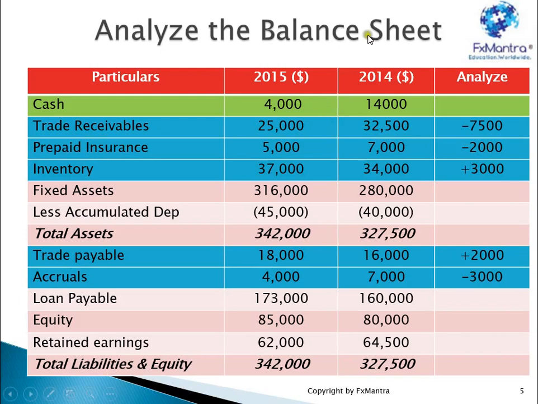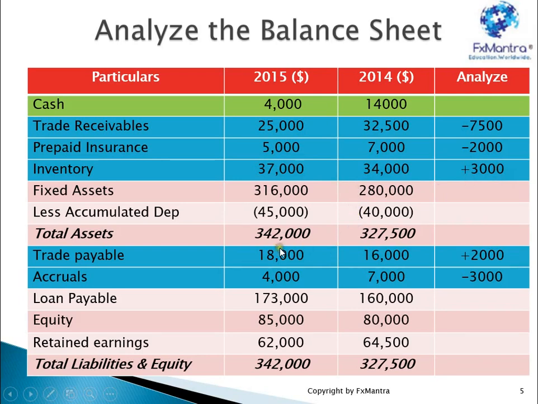For example, in this particular problem, in 2014, your trade receivable was $32,500. In the current year, it has become 25,000. That means trade receivables have decreased by $7,500. Similarly, insurance has come down by $2,000 and your inventory, it was 34,000 in the previous year. In the current year, it is 37,000. It has increased by $3,000. Fixed assets, we are supposed to ignore.